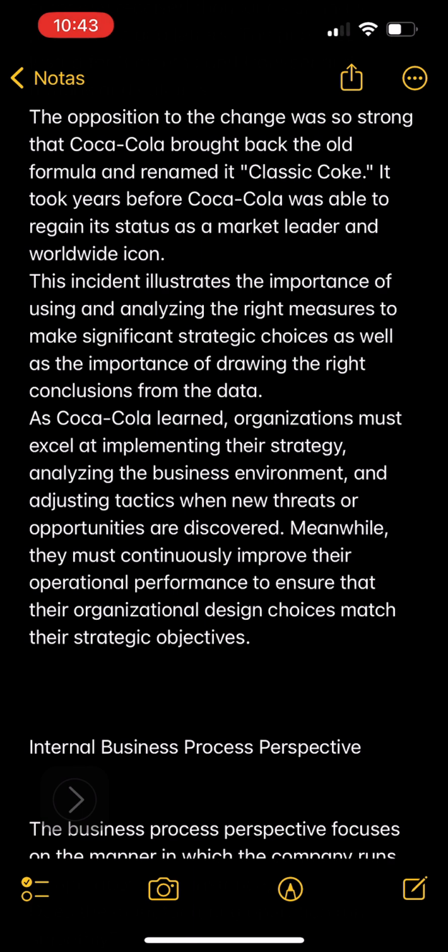As Coca-Cola learned, organizations must excel at implementing their strategy, analyzing the business environment, and adjusting tactics when new threats or opportunities are discovered. Meanwhile, they must continuously improve their operational performance to ensure that their organizational design choices match their strategic objectives. Internal business process perspective.